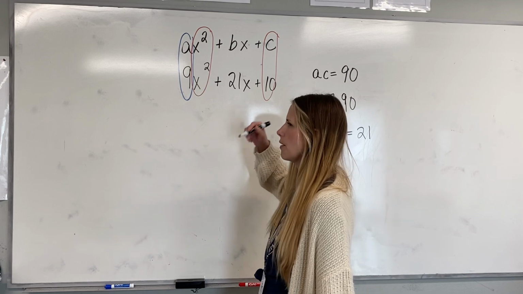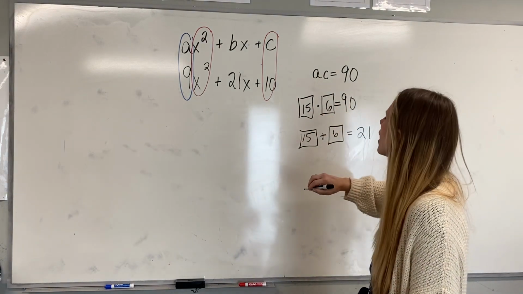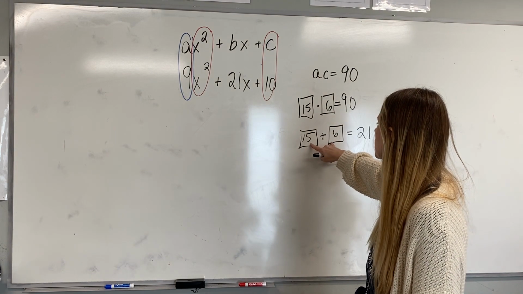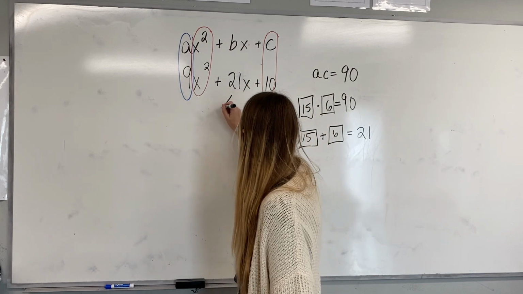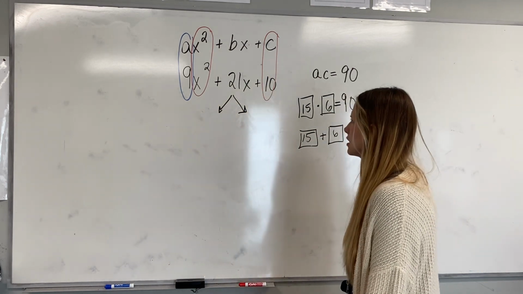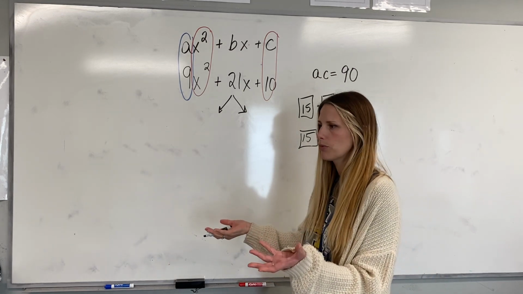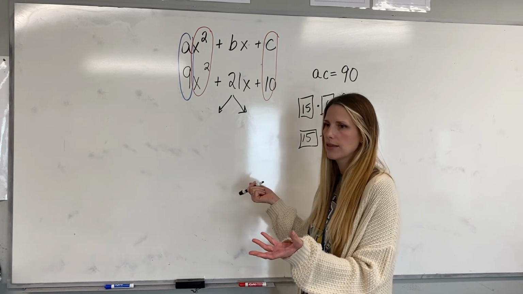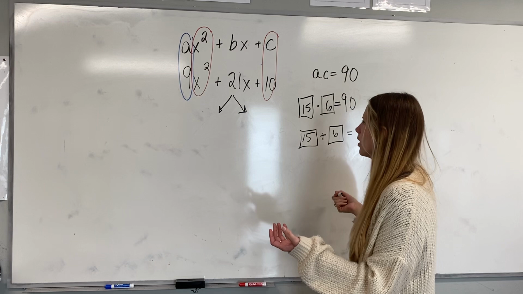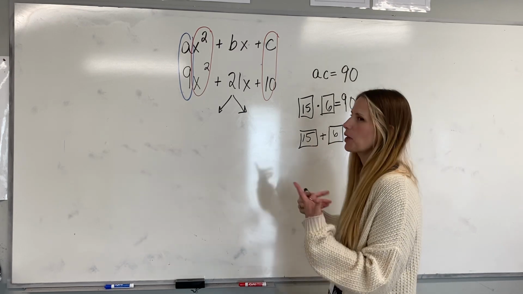I think I know what you're saying, but I'm going to say it in a more step-by-step way. You're going to take your two numbers, the 15 and the 6. We're going to use these numbers to split up the 21x into two addends. Addends mean two numbers that can add together to get that sum. If these can add together to get 21, what can add together to get 21x?